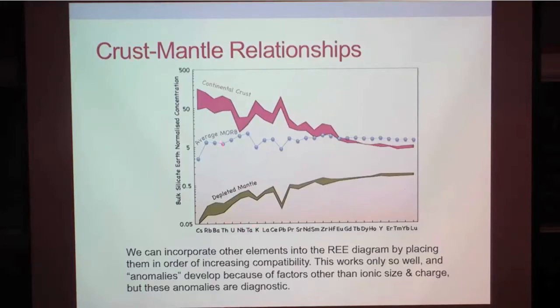As you can see, we no longer have smooth plots. This only works so well. We get anomalies. For example, you see the depleted mantle is more depleted in lead than we expect, and the continental crust is more enriched. Continental crust is also relatively depleted in niobium and tantalum. These so-called anomalies, nevertheless, are diagnostic of certain processes, and both these things I've pointed out are probably related to things that happen in subduction zones.